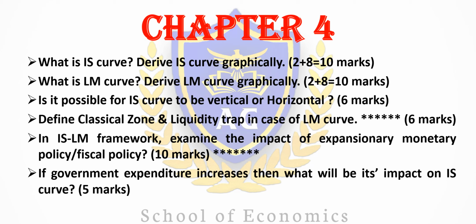In this context, my suggestion would be that you better prepare the reverse situations also. That is, when the government reduces money supply or reduces its expenditure, what will be its impact on ISLM equilibrium? Okay. Now, the last question from this chapter: if government expenditure increases, then what will be its impact on the IS curve? This is a 5 marks question.